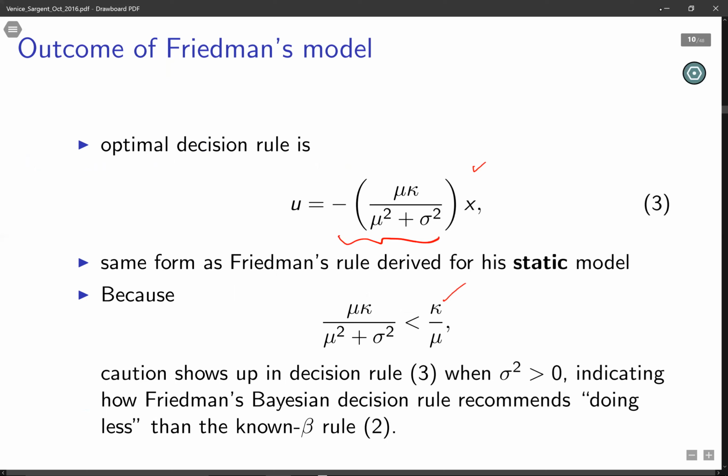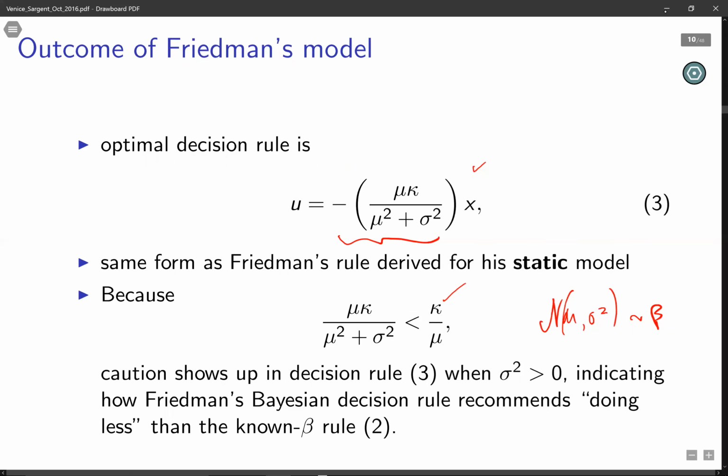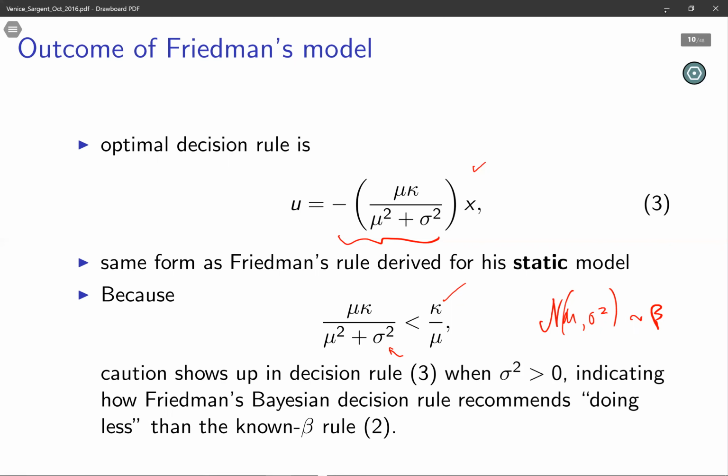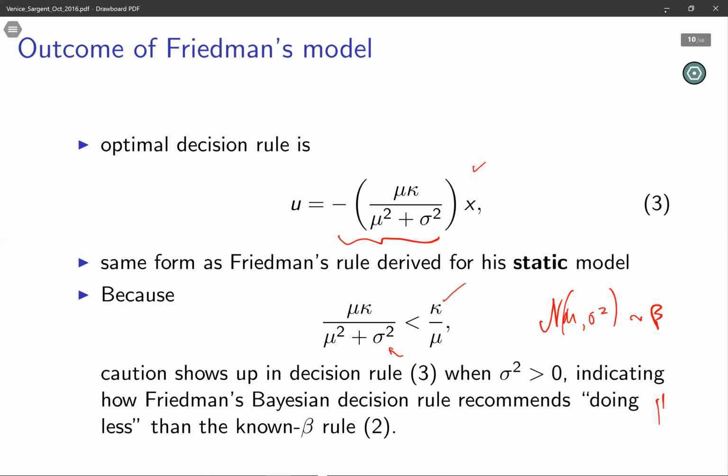And if you check it, remember our prior is mu sigma squared normal. That's what beta is. So what this says is the more uncertain you are about beta, the larger sigma squared, the less you do. It attenuates your response. That's the nature of Friedman's argument, and it extends naturally to our little dynamic extension.